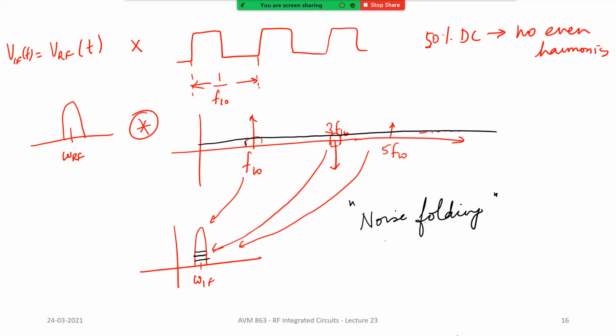So the noise, and whatever junk is there around each of the harmonics, is going to get folded on top of your intermediate signal. And this is called noise folding.